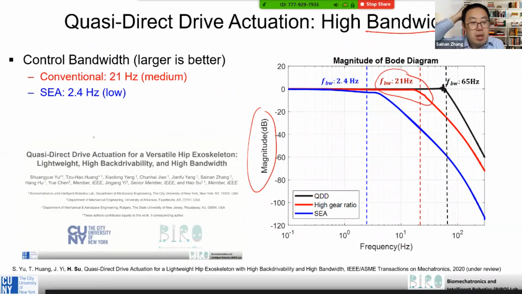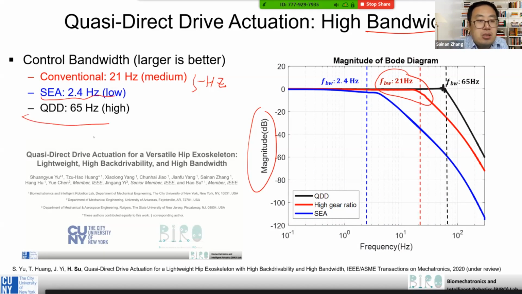For human movement, 20 hertz is fast enough, faster than most human movement. For human movement, maybe 5 hertz. And SEA is maybe a little bit too slow, if you think about running or some falling activity. The QDD certainly is still a winner, and has much better bandwidth.